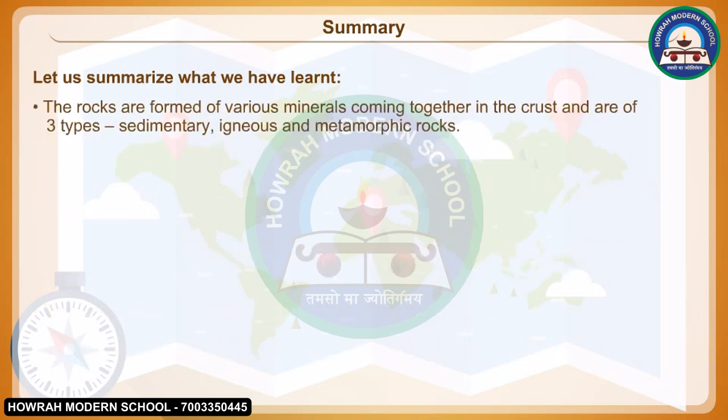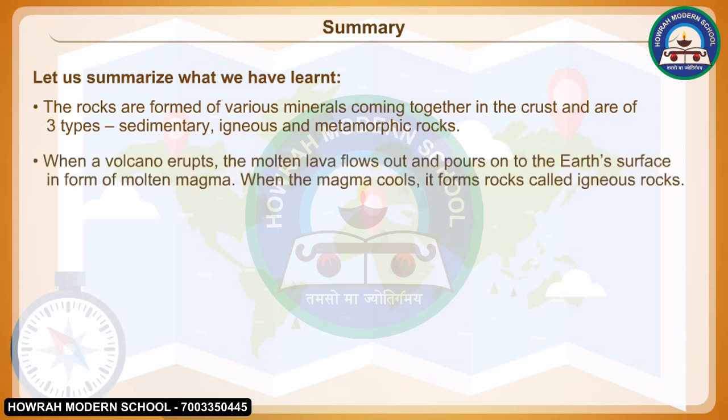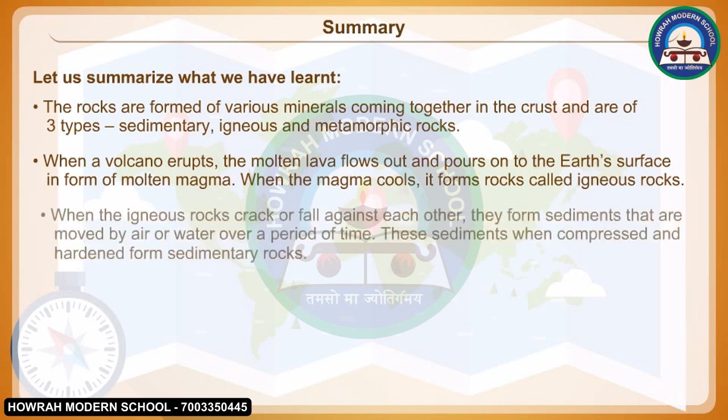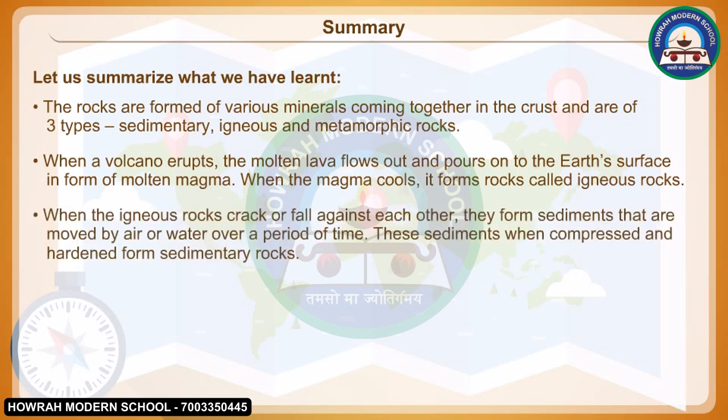The rocks are formed of various minerals coming together in the crust and are of three types: sedimentary, igneous, and metamorphic rocks. When a volcano erupts, the molten lava flows out and pours onto the Earth's surface in the form of molten magma. When the magma cools, it forms rocks called igneous rocks. When the igneous rocks crack or fall against each other, they form sediments that are moved by air or water over a period of time. These sediments, when compressed and hardened, form sedimentary rocks.